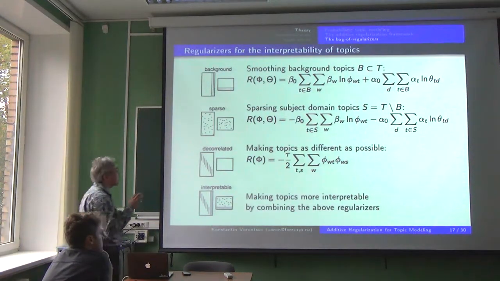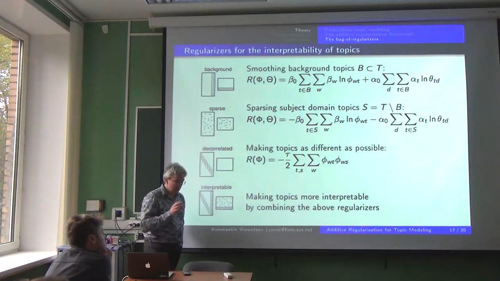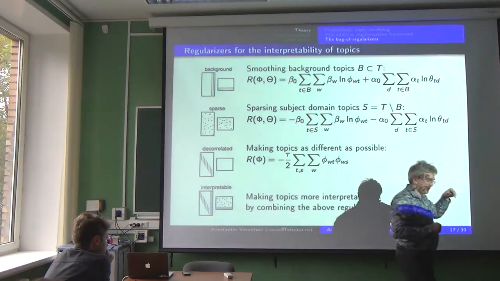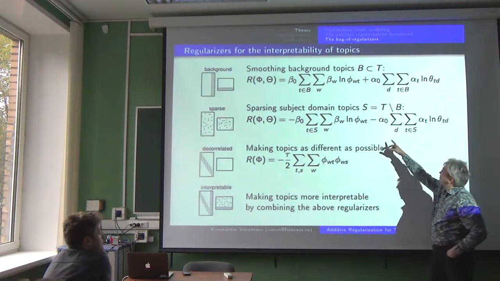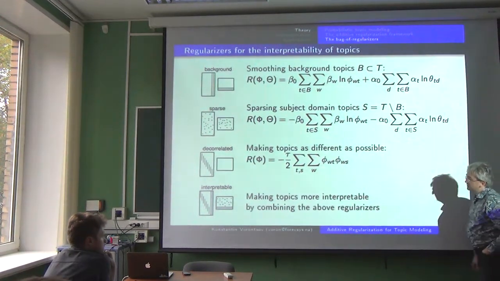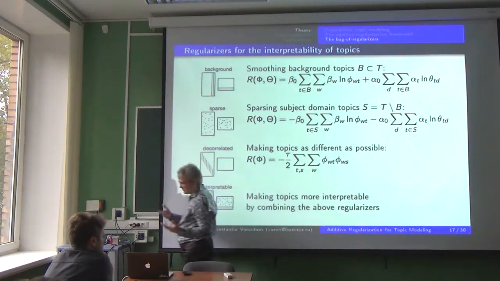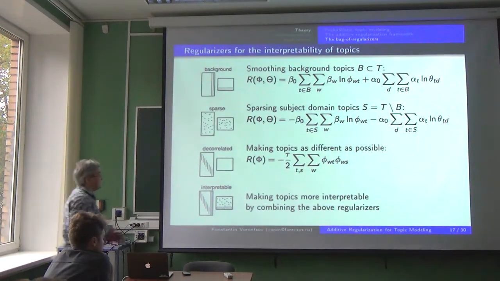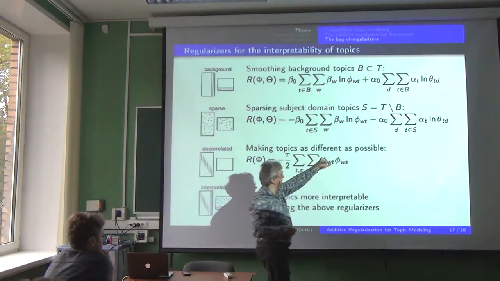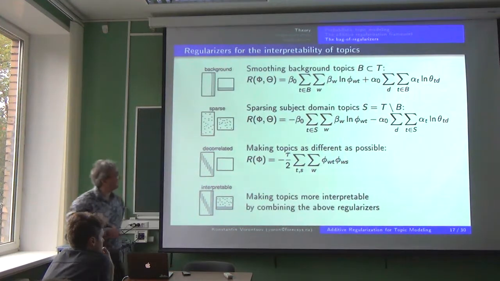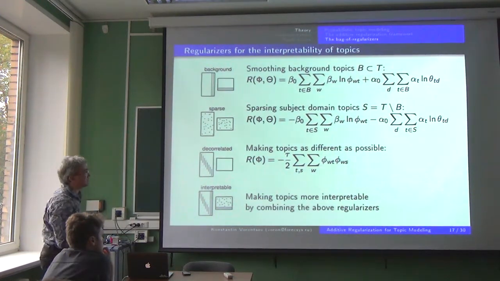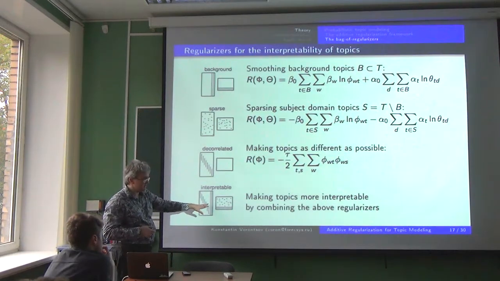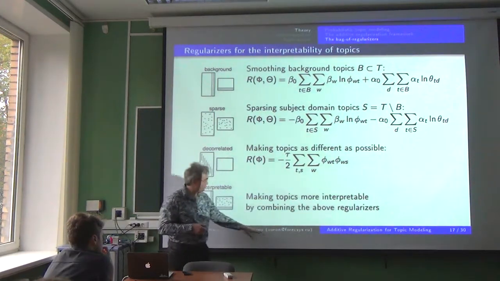If you want to make our topics very sparse, we also can use a regularizer, but this regularizer cannot be expressed in Bayesian terms because in Dirichlet prior we cannot use negative coefficients, but if we interpret this criterion in non-Bayesian terms, this is possible. Next, we have a very simple regularization to make topics as different as possible. And if we combine all three regularizers, we can make topics more interpretable.